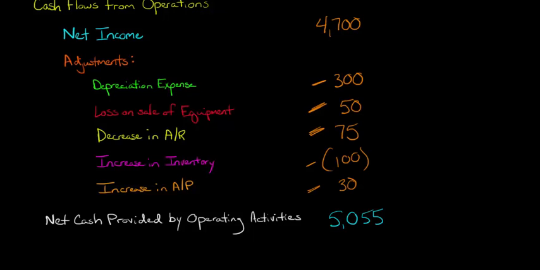Now, if you were to look at a statement of cash flows, sometimes it's different, but you'll typically see a net cash provided by operating activities. So this is a positive number, right? It means that we generated $5,055 from operations in this period.